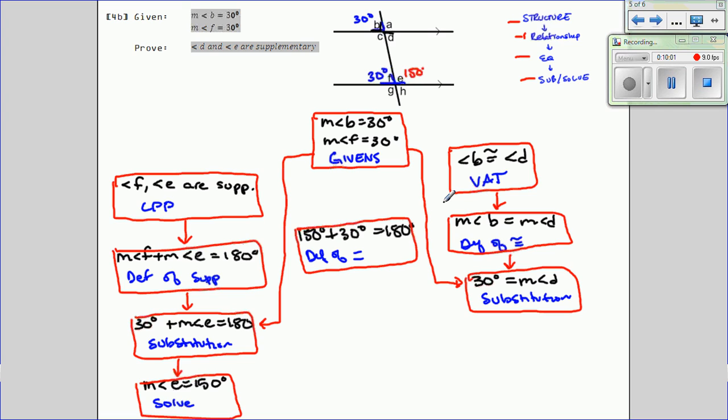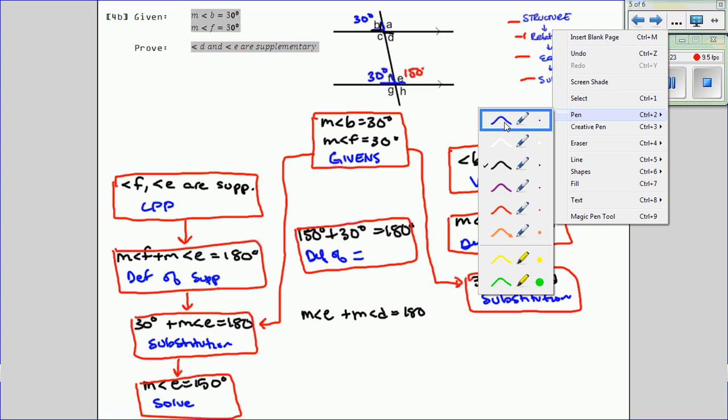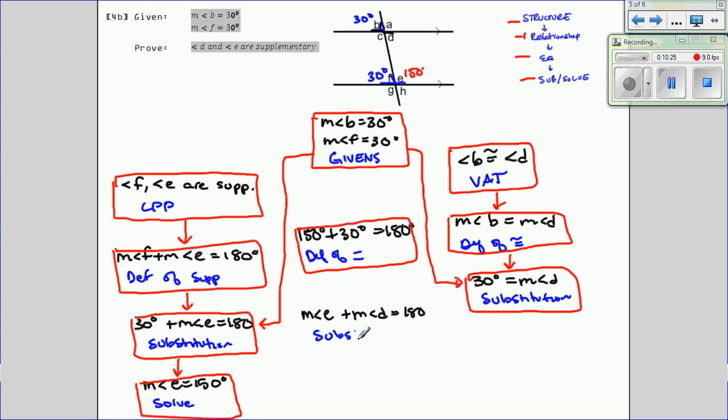150 is the same as the measure of angle E, so I can do a replacement. I know that 30 degrees is the same as the measure of angle D, so I can again do a replacement. And again, I replace, so that's substitution. Substituted from this equation using these two values. Okay. Now, from here, I'm done. I need to make one more quick statement. I actually have to make my proof statement, but I've shown it.